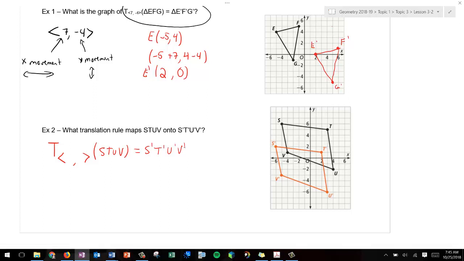This is really simple. All you're doing is picking any initial point, any pre-image point, and counting what happens from S to S prime or T to T prime, just like that. So if I look closely at this, from S down to S prime, it went down 1, 2, 3, 4 units, and it appears it went left 1 unit. So I'm going to go down 4 units, and I'm going to go left 1 unit. And that's it. That's my whole rule. If we wanted to verify it, we could pick any other point. From T to T prime, it goes down 1, 2, 3, 4, and it goes left 1. So the rule holds for all 4 points. That's it. That's all there is for translations.